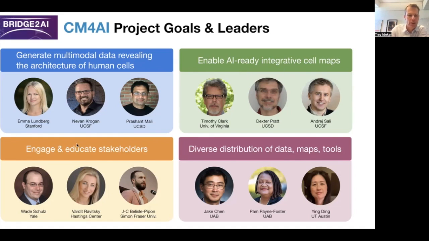Goal 3 is to engage and educate a broad community of stakeholders in these maps, and as a corollary, to think deeply about the ethical issues that are associated with translation of the human genome and how bringing forth knowledge of human cell biology in artificially intelligent systems can help. And finally, the last goal is to widely distribute the data maps and tools with attention to diverse audiences of individuals and ensuring everyone has access to benefit.